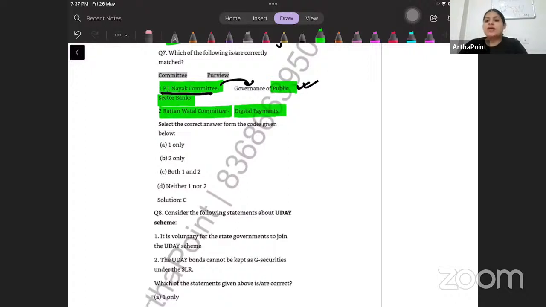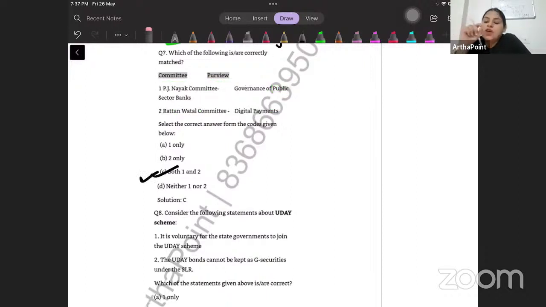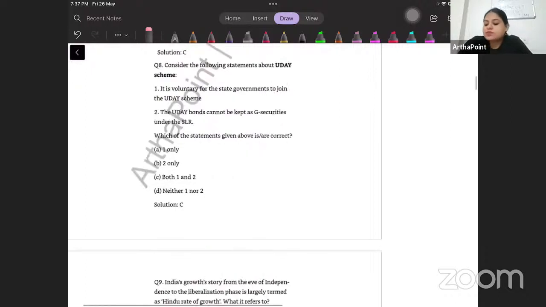ये जो आजकल सब UPI करते हैं, इसके लिए digital payments के लिए जो committee form हुई थी, that was Ratan Vatal Committee. So both of them are correct, both 1 and 2. Please remember these names. Usually ऐसे आ जाता है that you know which committee is related to governance of public sector bank, which committee is related to digital payment. You should know these committees. Okay, beta, come to the next part.